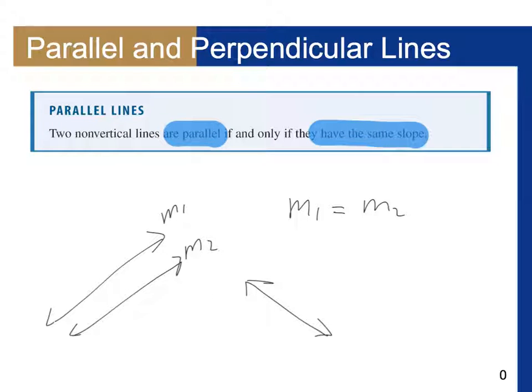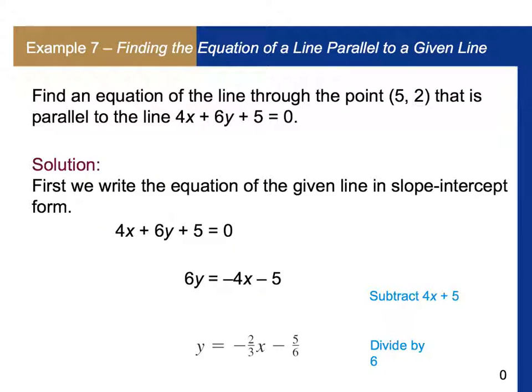So let's say we have two parallel lines going this way. Here's m1 and here's m2. The slopes will be the same. In other words, the step size going from point to point will be the same in each of those lines. So the slopes will be the same for parallel lines. Let's look at an example here. Let's find the equation of the line through the point (5, 2) that is parallel to the line 4x plus 6y plus 5 equals 0.